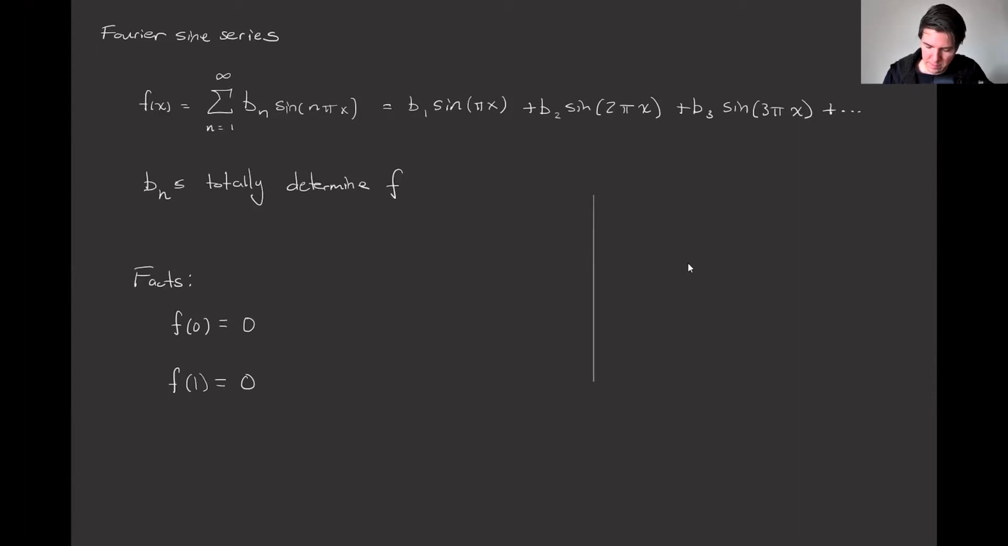So the reason that we care about this end behavior is that we're going to look on the interval from 0 to 1.